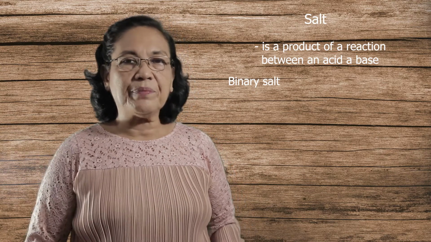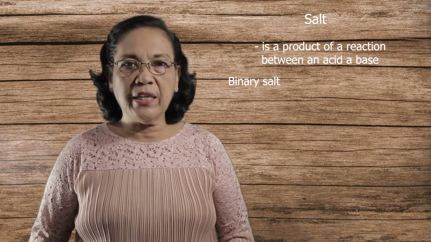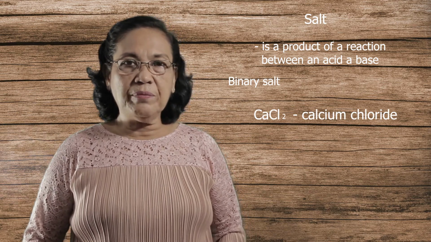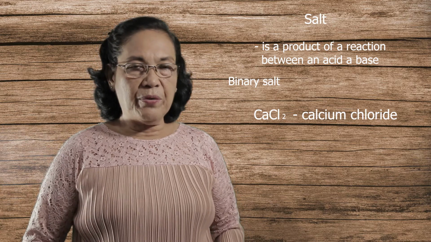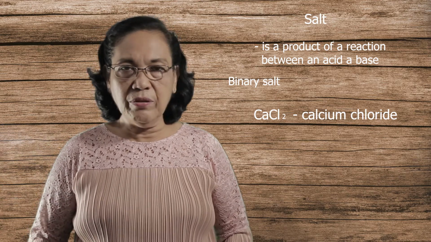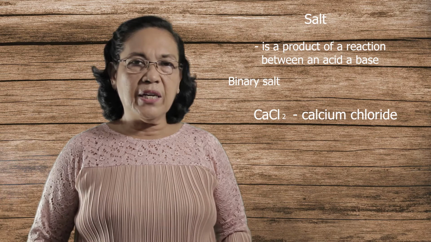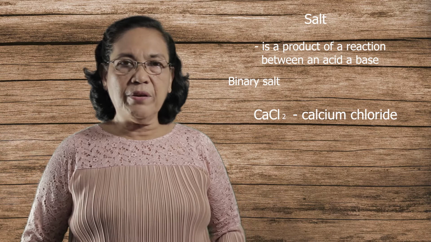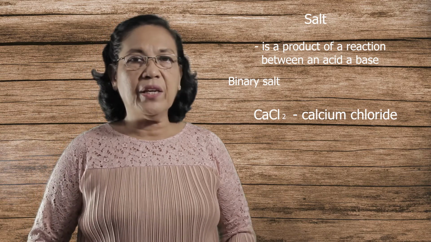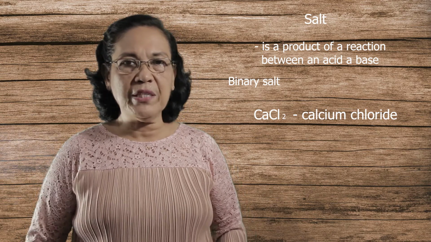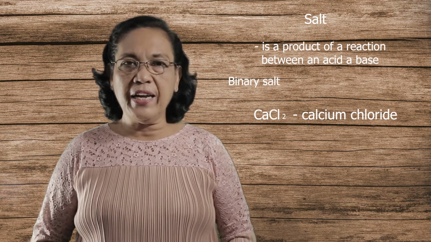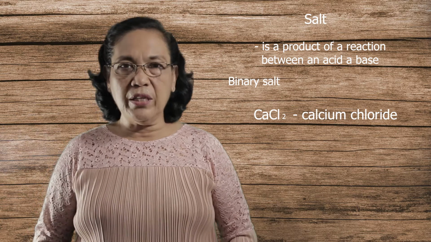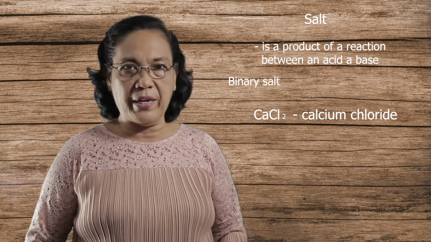So for example, if we have the salt CaCl2, meaning calcium chloride, why do we write the formula CaCl2? It's because the Ca, or the calcium, has a charge of +2, while the chlorine has a charge of -1. So we exchange the charges to become the subscripts. That's why the formula is CaCl2. And the name of this salt is calcium chloride.